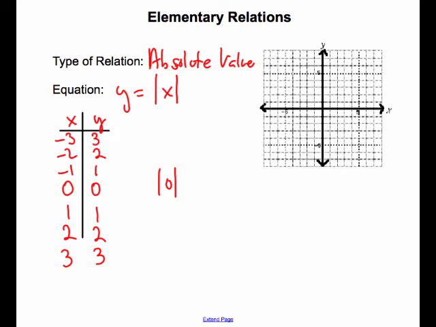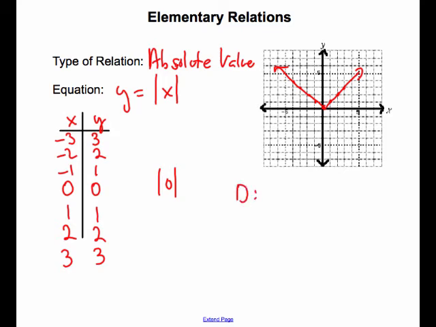And if I graph these points, I get what looks like 2 lines connected at a point, kind of a V shape. That's the typical shape of an absolute value graph.